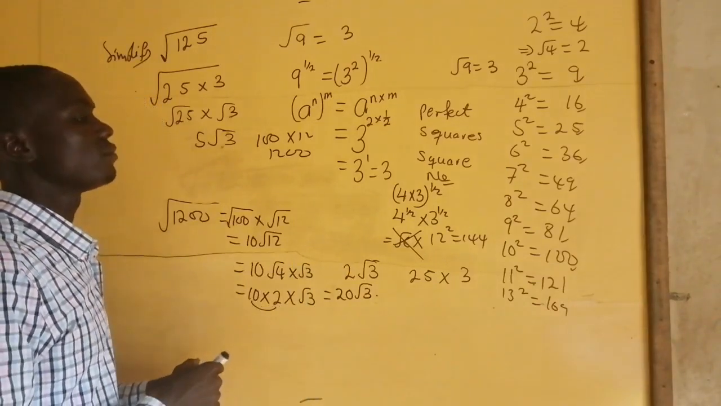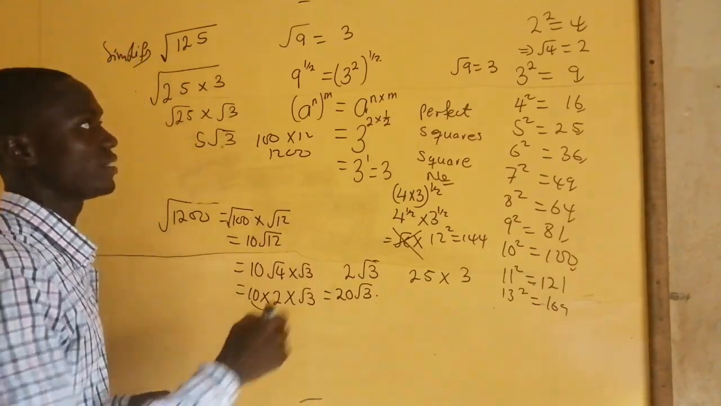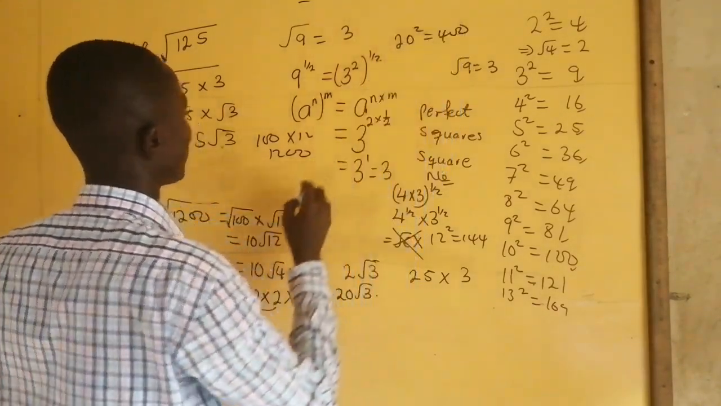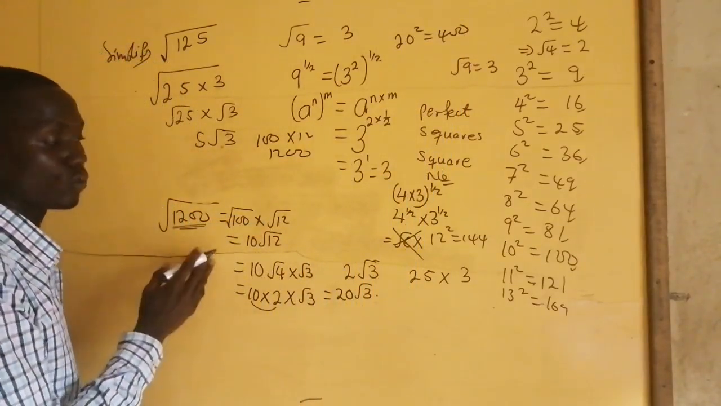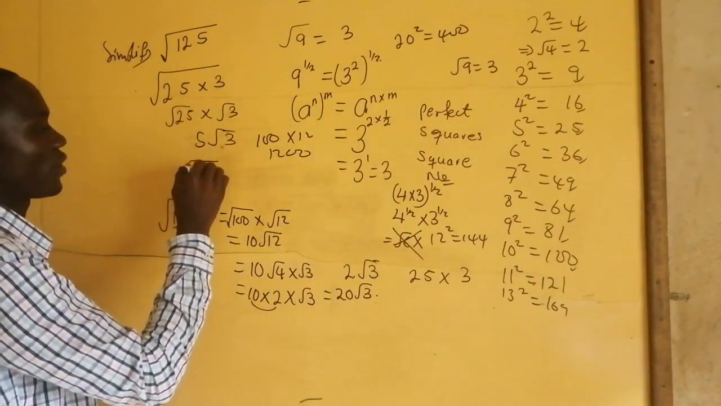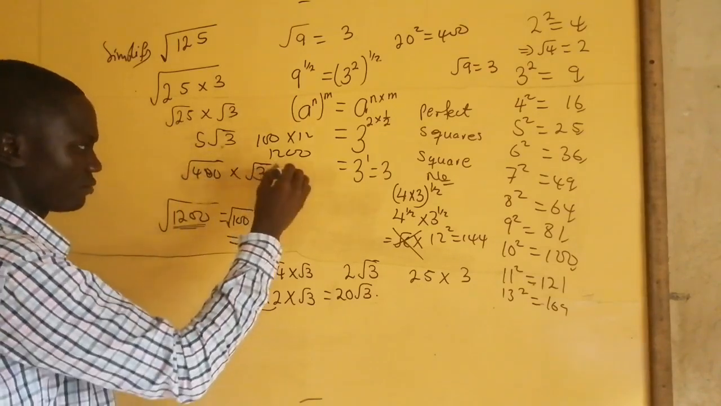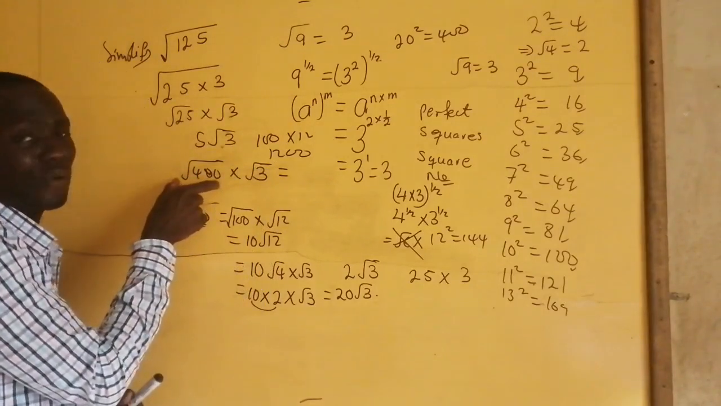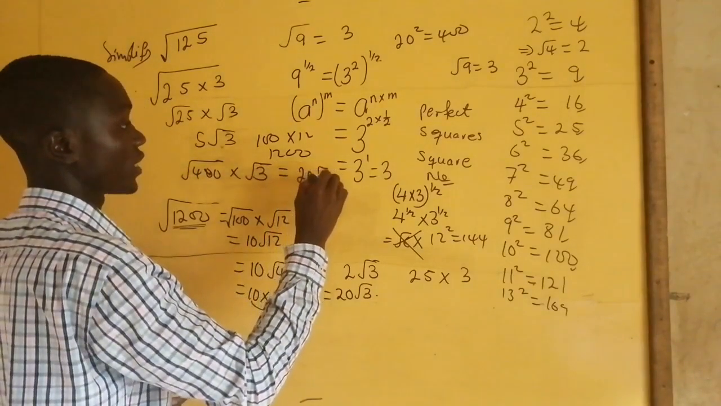If we also take 400, which is a perfect square, that is 20 squared, is equal to 400. You see that here, 400 can also divide 1200 into 3. So you could have written this one as square root of 400 times square root of 3. Sorry? But square root of 400 is 20. So this gives us 20 root 3.